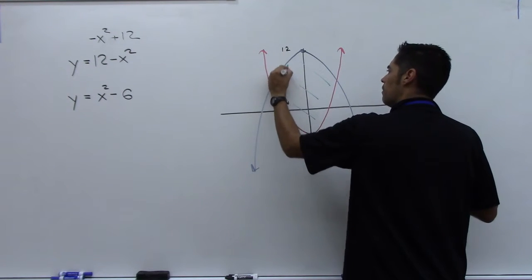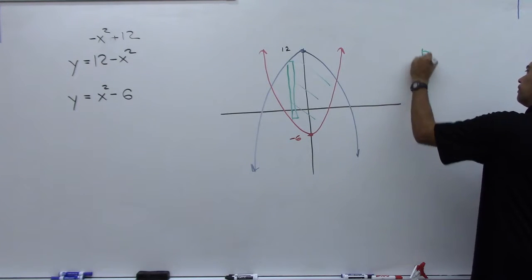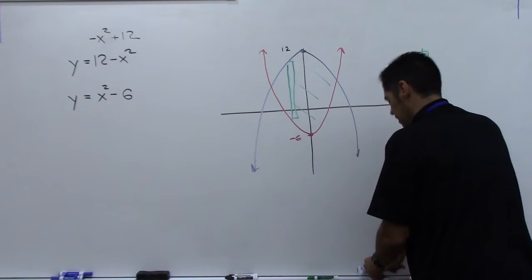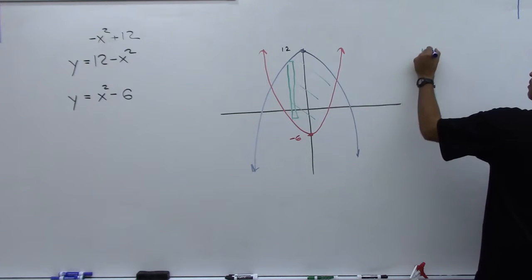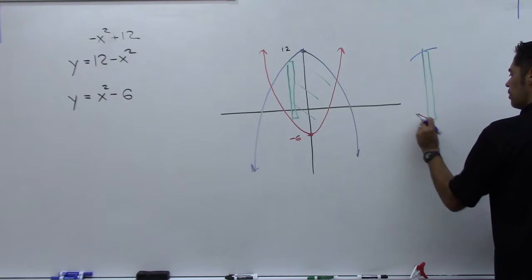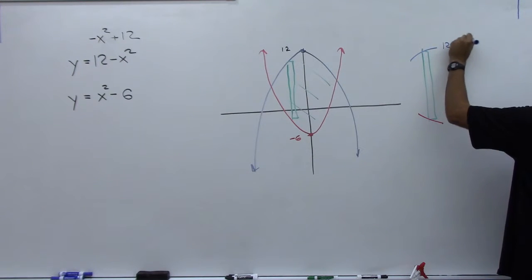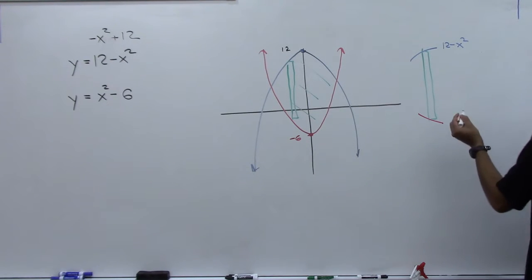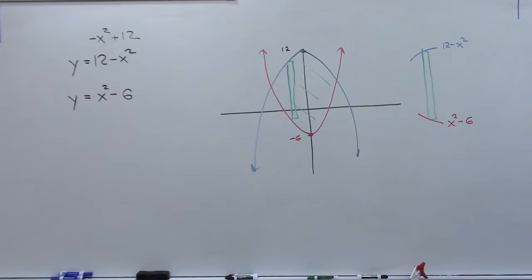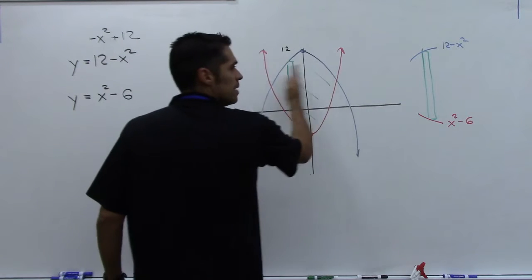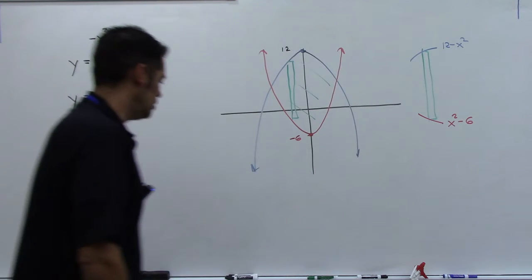You can see that vertical rectangle is going to work out perfect here. My vertical rectangle will always have as its upper bound the blue function, which is the one up here. And on the bottom will be the red function. The blue function is the parabola that opens down, which was 12 minus x squared. And as the bottom, it'll be the parabola that opens up, which is x squared minus 6. And as I move that rectangle from left to right, it will always be that case. So I am ready to set up my integral.